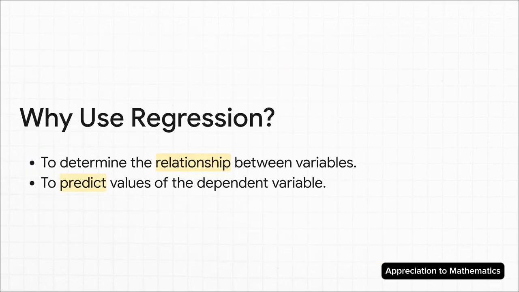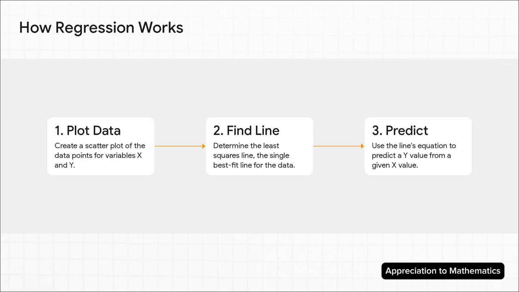So, why do we use regression? Two main reasons. First, to get a much deeper look at how, exactly, X influences Y. And second, and this is the really powerful part, to actually predict a specific outcome. We can now try to guess what your final grade will be based on how many hours you tell us you're going to study. So how does this prediction machine even work?